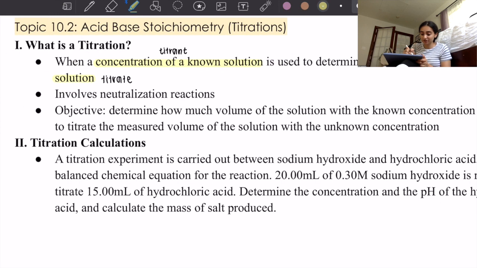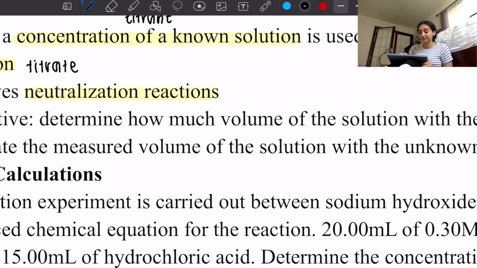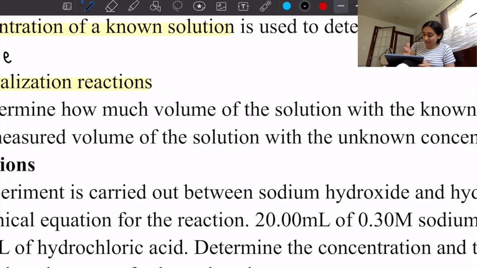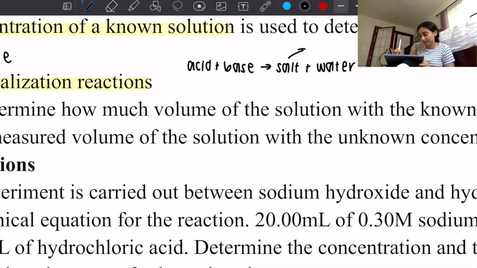Like I just mentioned, titrations involve neutralization reactions. And if you remember from, I believe it was Unit 6 when I explained different kinds of reactions, neutralization reactions are when an acid and a base yield salt and water. And just a reminder that a salt is an ionic compound.